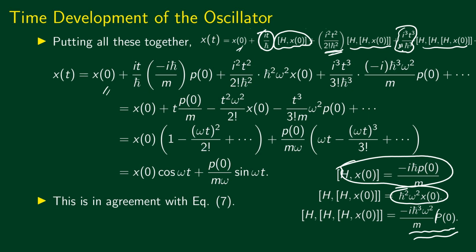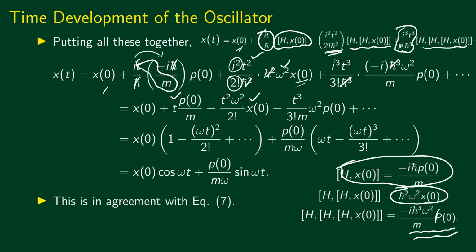Let's now simplify this further. You see that h bar here cancels, h bar squared also cancels here, h bar cubed in this term also gets cancelled. And here i multiplied by minus i is 1. So this term is simply t divided by m multiplying p of 0. Okay. And here i squared is minus 1. So this becomes minus t squared omega squared divided by 2 factorial multiplying x of 0. Okay. So we get this term.